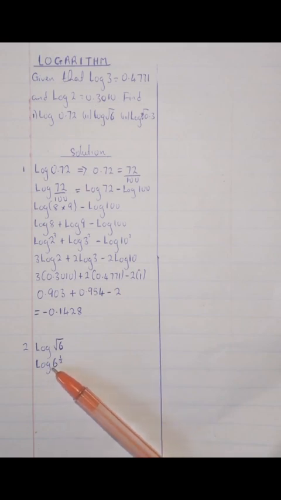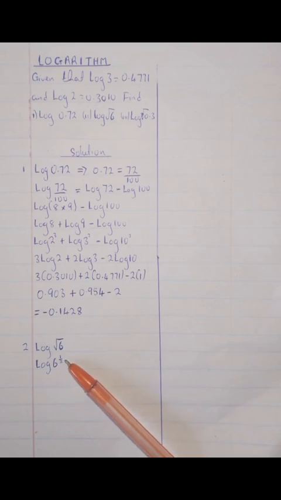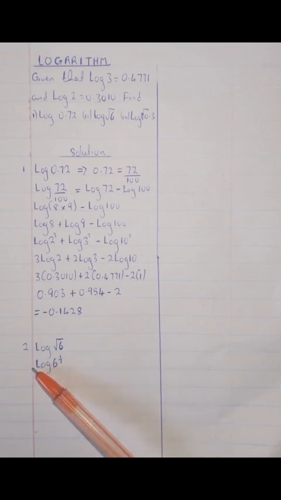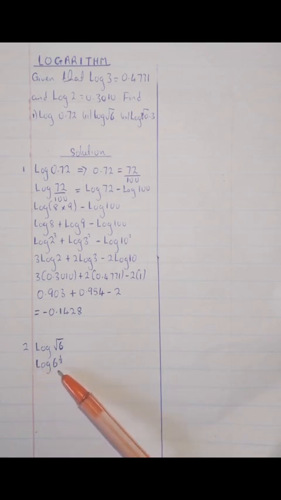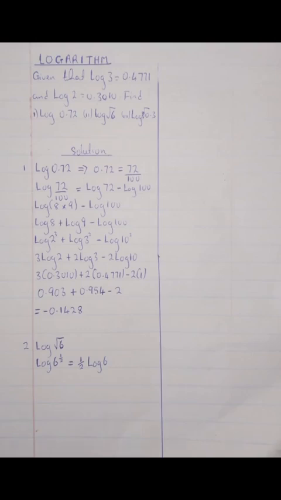Remember our index law. Index law says that we should bring this power to this side behind the log to multiply everything. So we'll be having 1 over 2 log 6.